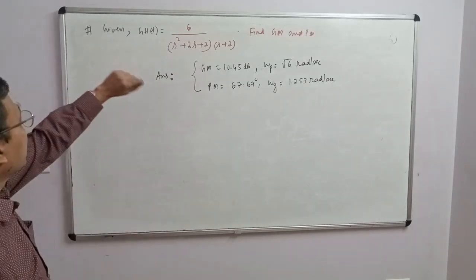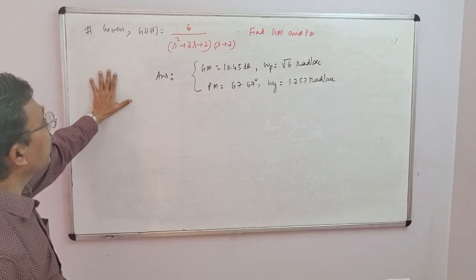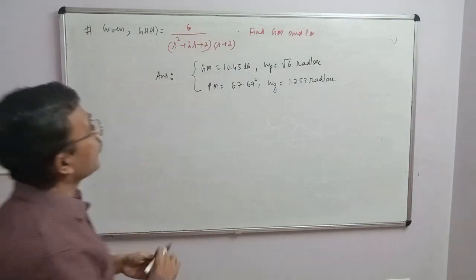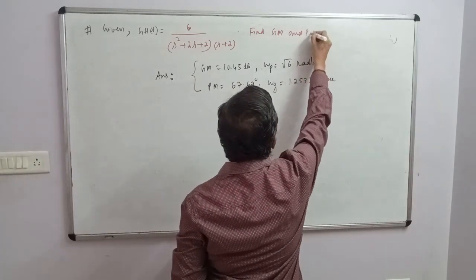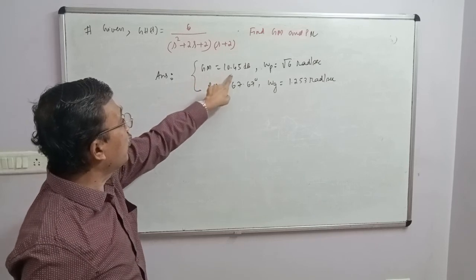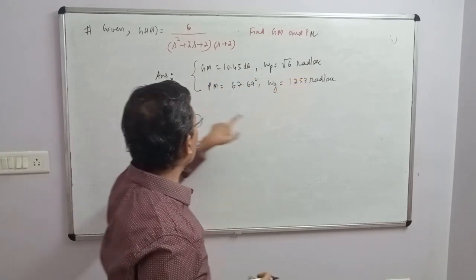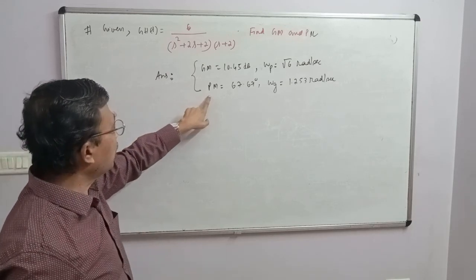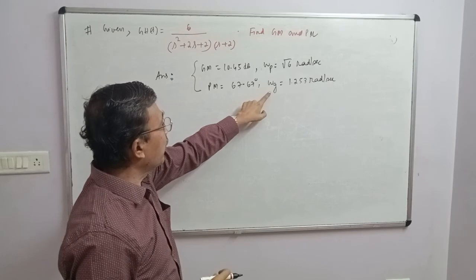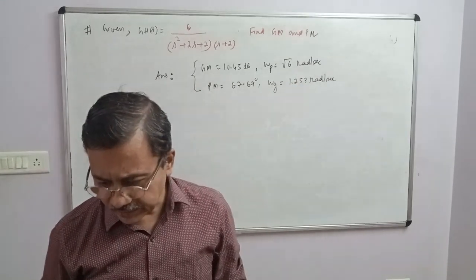So please sincerely try this problem at home. If you have any difficulty, please let me know. But this has to be done independently. Find GM and PM. So I've given the answers. GM is equal to 10.45 dB. Phase crossover frequency is root 6 radians per second. Phase margin is equal to 67.67 degrees. Gain crossover frequency omega g is equal to 1.253 radians per second.